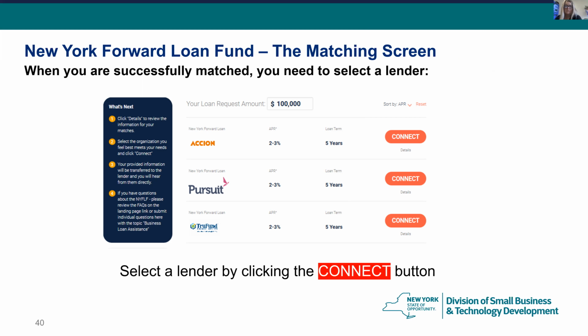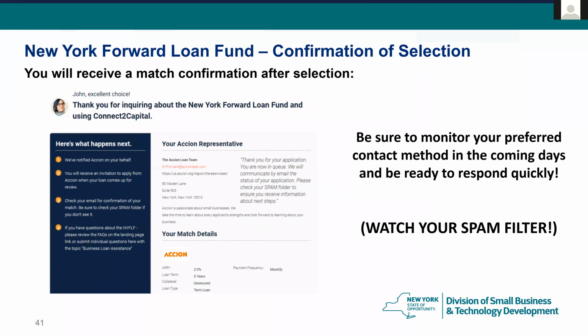Choose Connect. It's automatically going to take you to the next screen, which is going to be a confirmation of your selection. You're going to get this on your screen, and you're going to get this in your email. You'll notice in this particular case, this person selected Axion Now Ascendus, and you'll get a match screen saying you've completed your application, and now watch for contact. And please, again, watch your spam filter. This is so important to watch your spam filter.